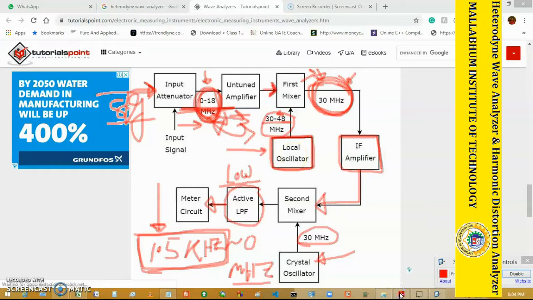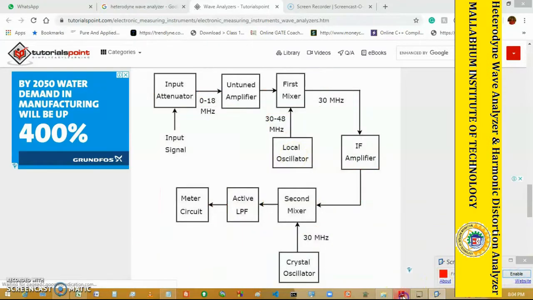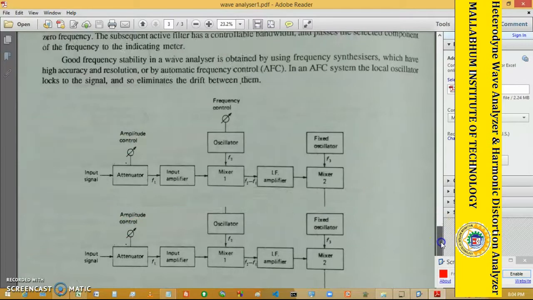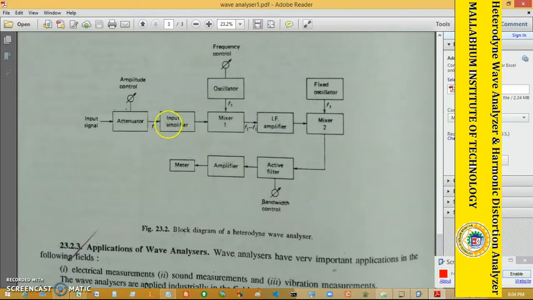And from this circuit you can also see, this is the same circuit. You can see that this is your input signal and this is your attenuator. The attenuator is actually amplitude control, it controls the amplitude of the signal. And next is your input amplifier.